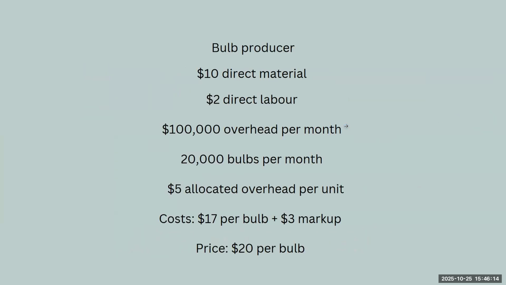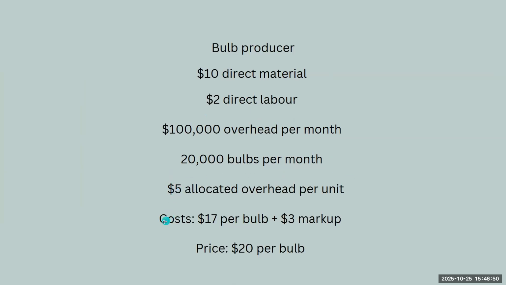So this is the example, quite straightforward. First, I can account easily for two things. For the direct material, it took me like $10 of direct material to create that bulb, and then $2 of direct labor to do that. And then I can calculate that I have 100,000 US dollars of overhead per month. And within that month, I produced 20,000 bulbs. So we have $5 of fixed cost allocated to each unit.